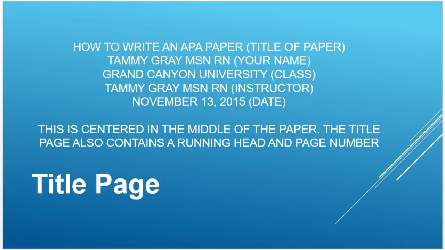The title page. Basically what I have here where it says how to write an APA paper. This is the title of your paper. Your name, as you see my name is here. I put Grand Canyon University, but what you would need to put here is your class. So for example, professional capstone course. I put my name again here as well as the instructor, and then the date. All of this is centered in the middle of the paper.